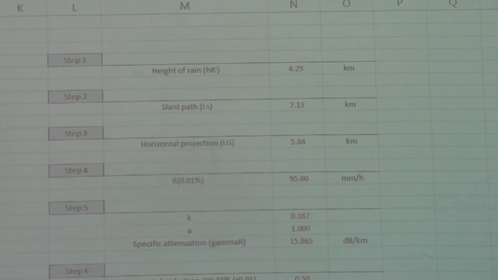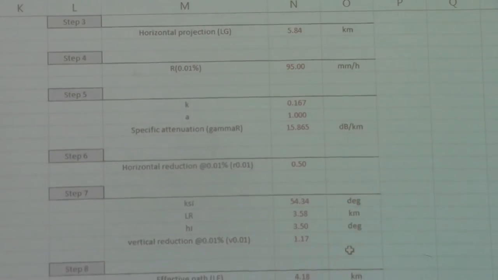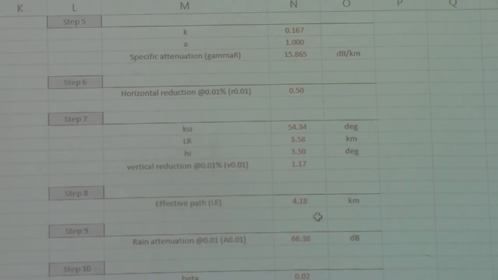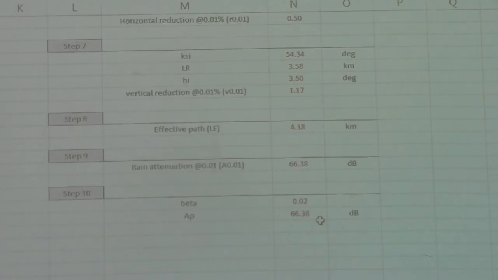That's why when you go higher up in frequency, requiring very high reliabilities would give you an unrealistic fade margin. You will see that the power requirement and antenna and all of these things would quickly get out of hand. Now, there are those complicated equations for horizontal and vertical reduction. So that's what is done here, 0.5 and 118. So the effective path is 418. In this case, it's just slightly smaller than a physical path, right?